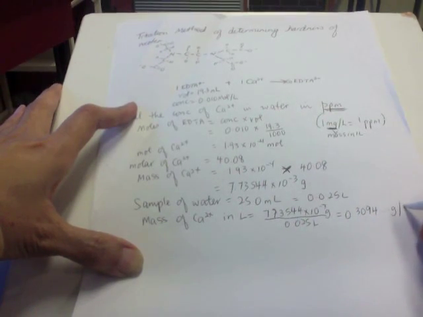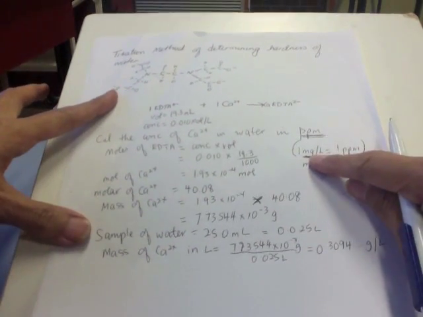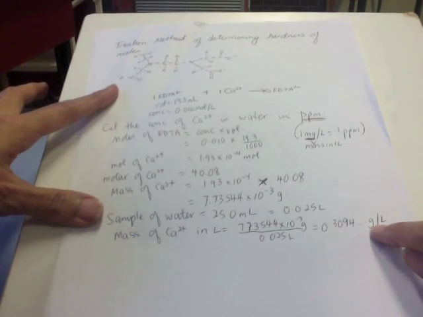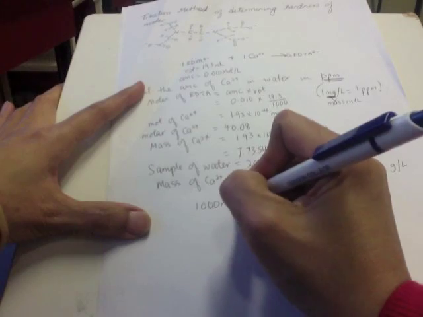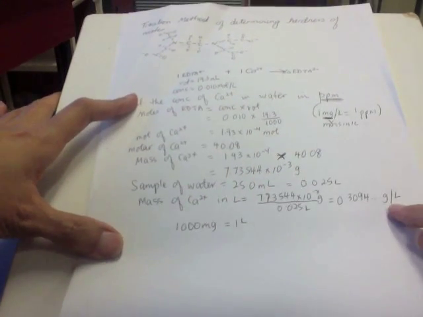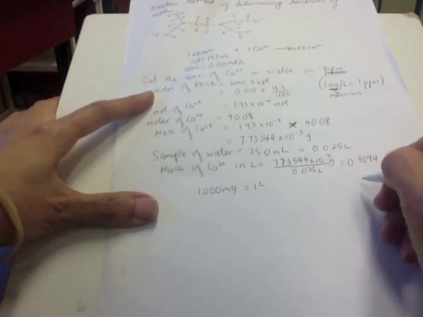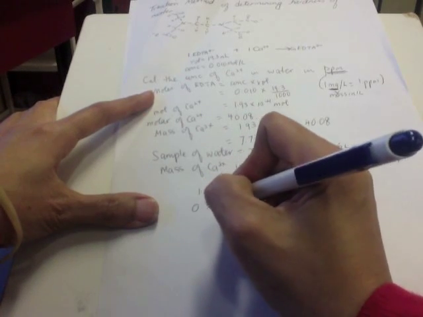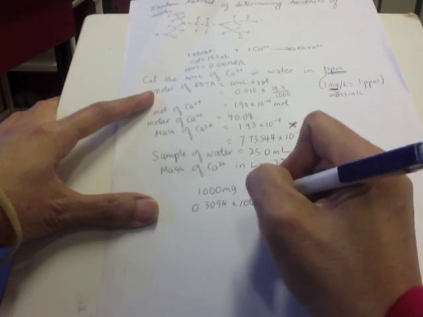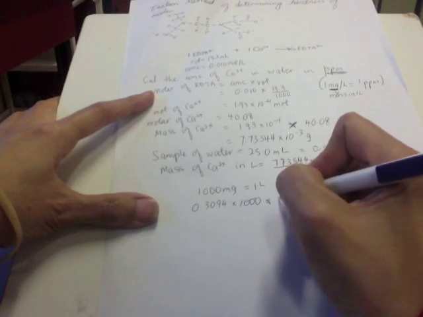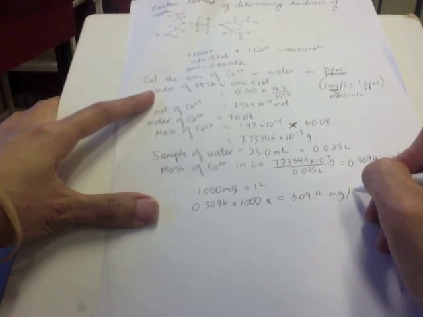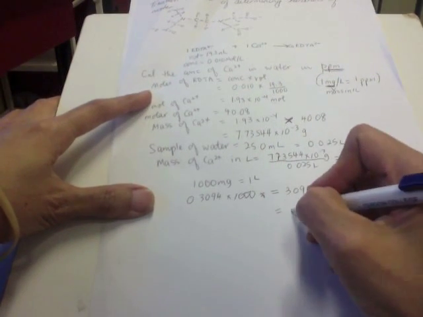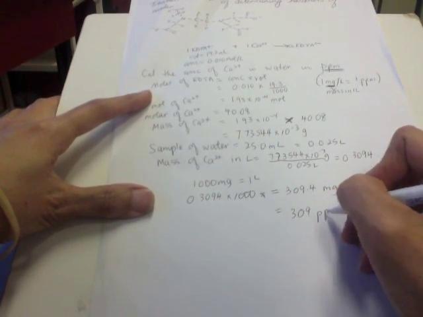grams in 1 liter. Because parts per million is milligrams per liter, we have to change this to milligrams. Knowing that 1,000 milligrams is 1 gram, to change this to milligrams per liter, we simply multiply that by 1,000, which is 309 parts per million.